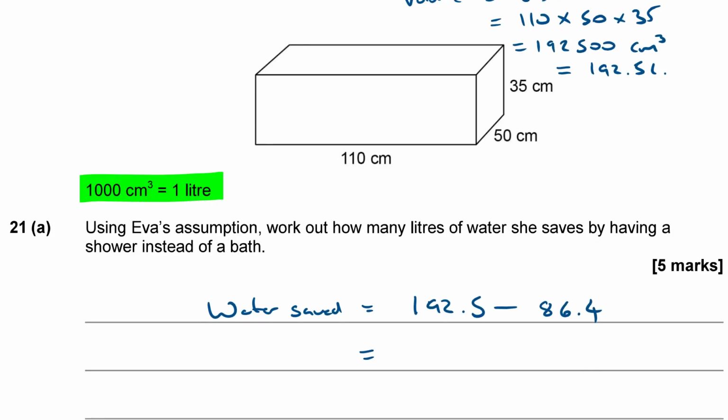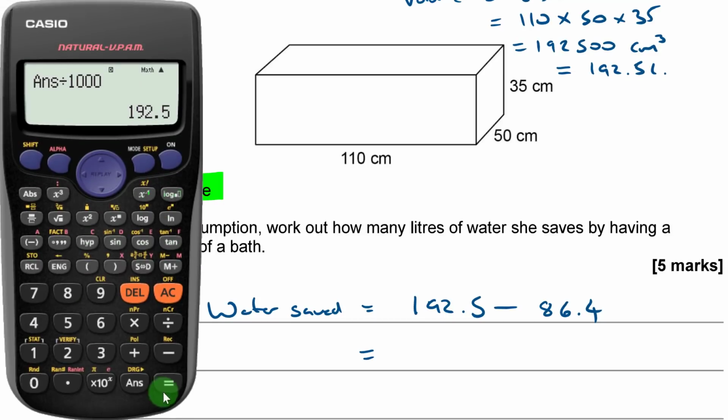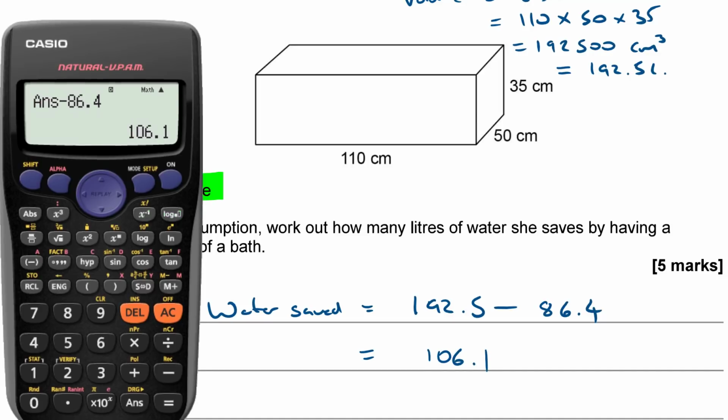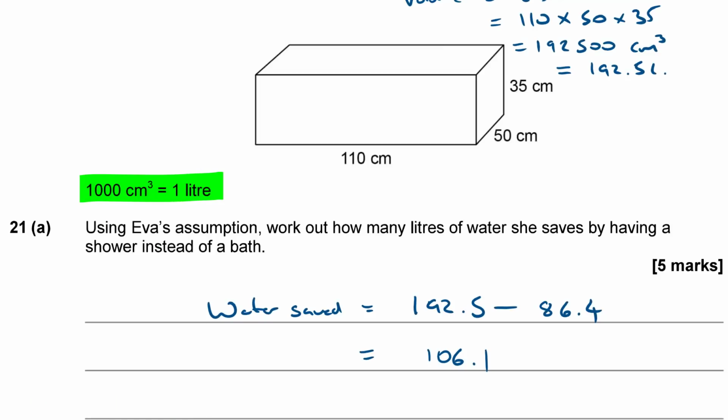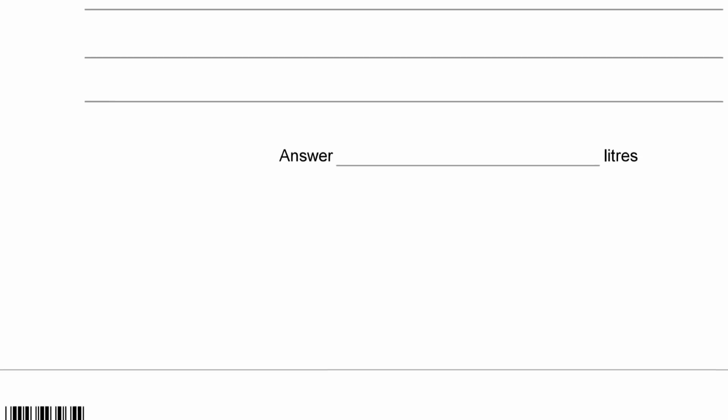So again, reaching for the calculator, 192.5 minus 86.4. That gives me a total saving of 106.1 litres, which is quite significant, isn't it? So it's less than half as much then. That's definitely a good saving. Okay, and that's assuming, though, her assumptions are correct. This is part A, though. I wonder what part B is going to be.